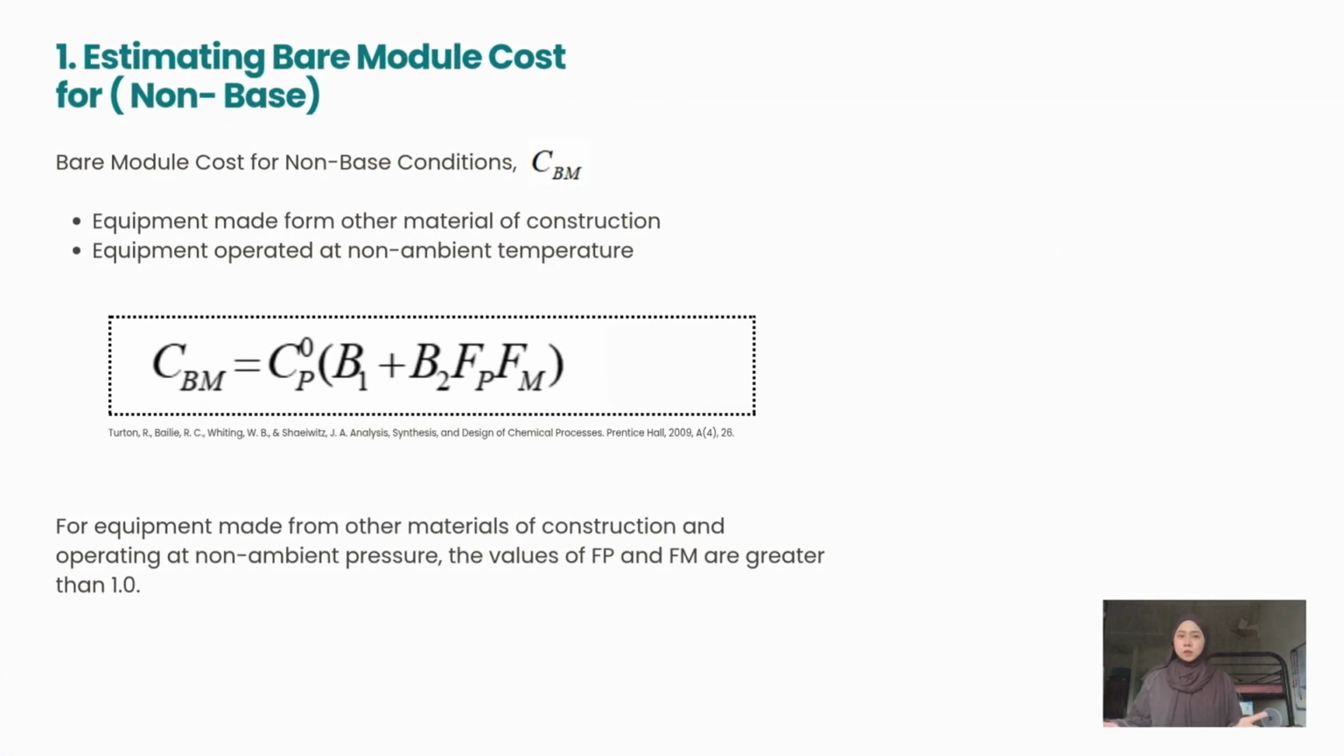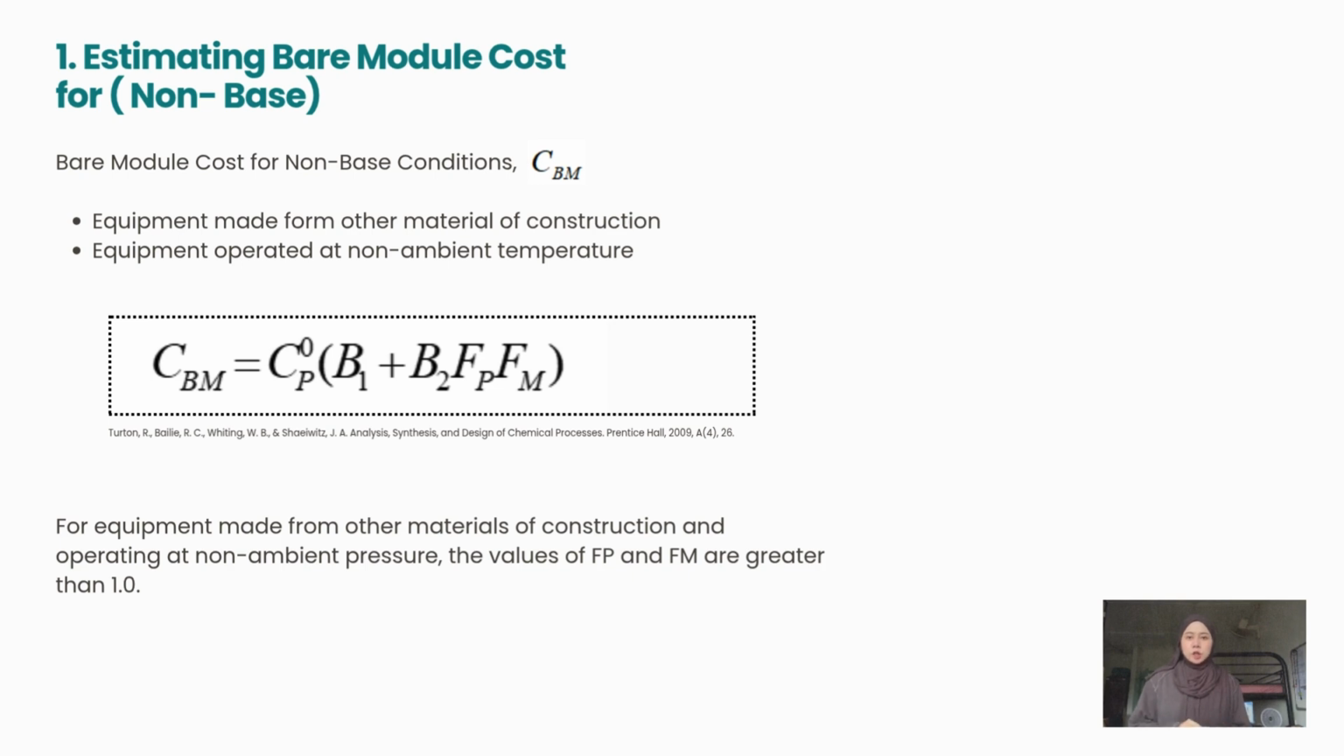Now, let's go into how we estimate the bare module cost for equipment under non-base condition. We use the symbol CBM, which stands for bare module cost. This applies in two main situations. First, when the equipment is made from special materials like stainless steel or titanium. And second, when the equipment is used at non-ambient temperature, for example, very high or very low temperature that are not standard. So, to calculate CBM in these cases, we use this formula.